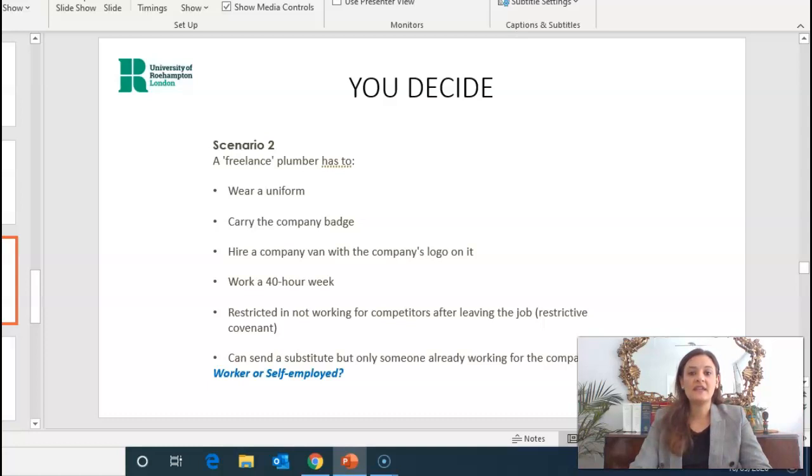Do you think in these circumstances, and look back at the control test, integration test, multi-factor test, etc., the common law test, and the statutory definition, whether with these facts the person would be a worker or self-employed? What do you think?